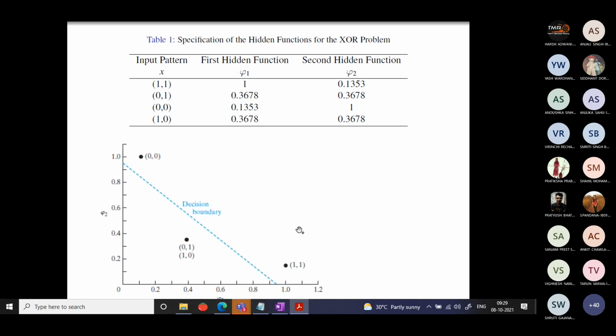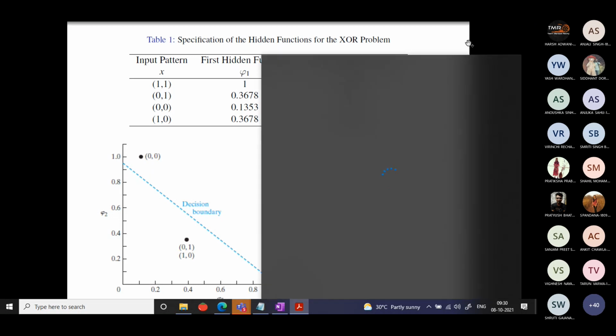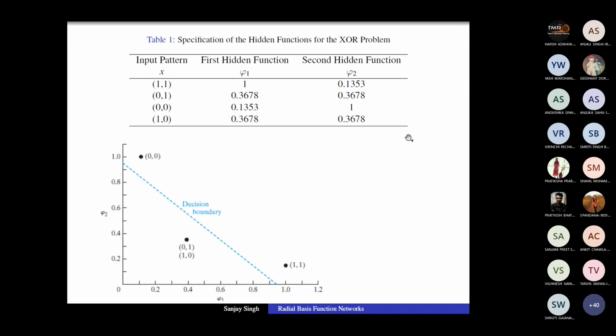Now once you project this, don't you see some beauty here? Just by mapping this using this Gaussian function, you have transformed a non-linearly separable problem into a linearly separable problem. It's very simple now. After mapping it, it looks very simple. And you know why it is so interesting to us?